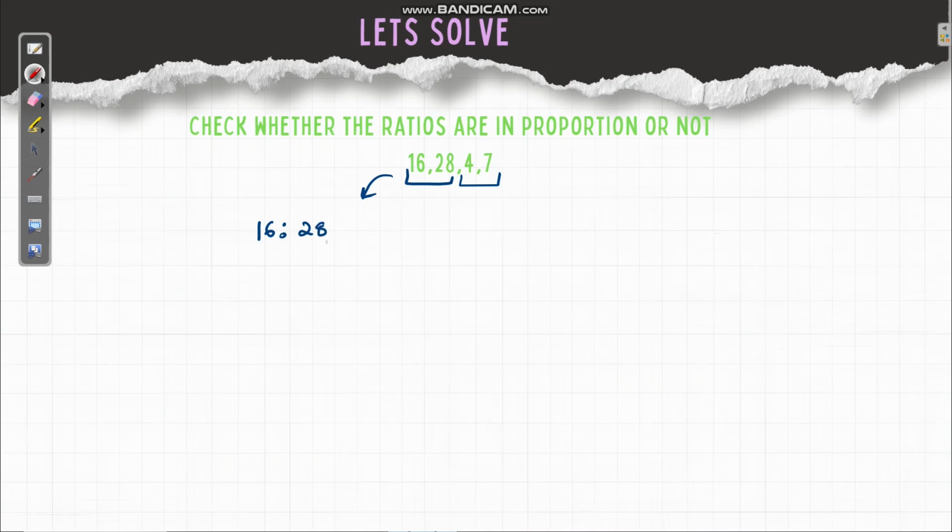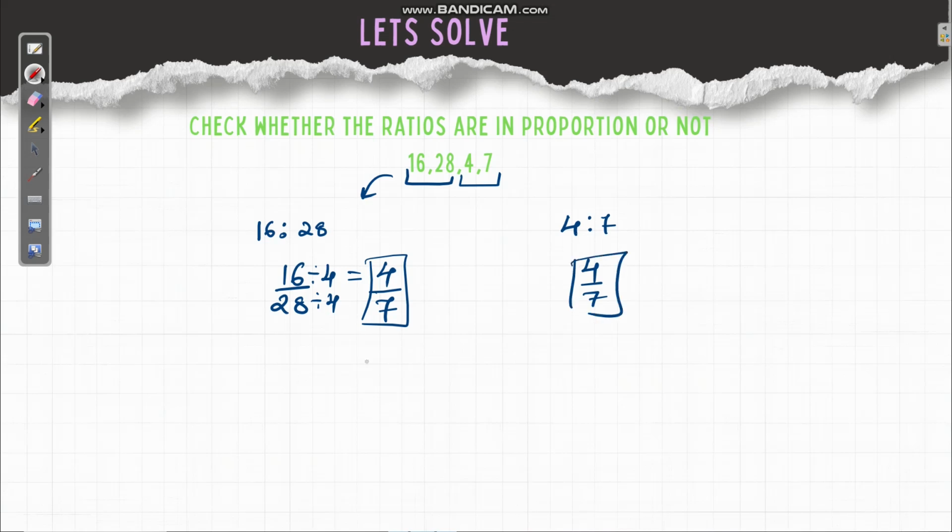I need to check the ratio in the simplest form for this, and the next pair is 4 is to 7. So if I do this, that is 16 upon 28, the HCF is 4. You can take any other number, but try to take the HCF because in one step you'll get your answer. 16 divided by 4 is 4, upon 28 divided by 4 is 7. See, 4 upon 7 is already in the simplest form. So if you notice, both of them are equal. So 16 is to 28 is as 4 is to 7. They are in proportion.